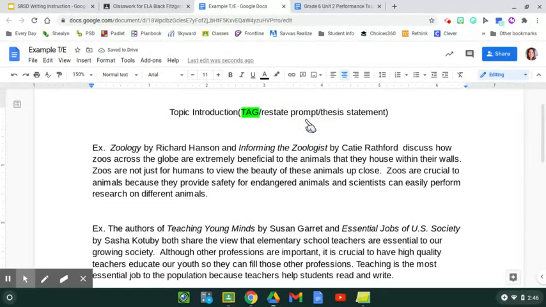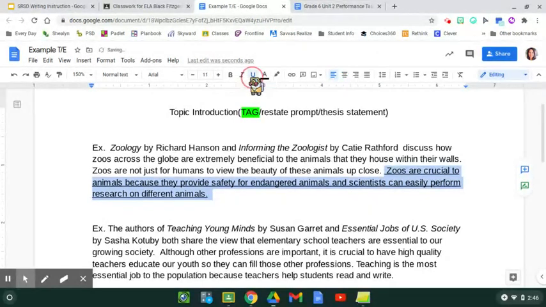Restating the prompt usually happens with our thesis too. So let's look for our thesis. Where is that? It says, zoos are not just for humans to view the beauty of these animals up close. Zoos are crucial to animals because they provide safety for endangered animals, and scientists can easily perform research on different animals. So remember, our thesis is usually our last sentence of our first paragraph. So I'm just going to underline that.